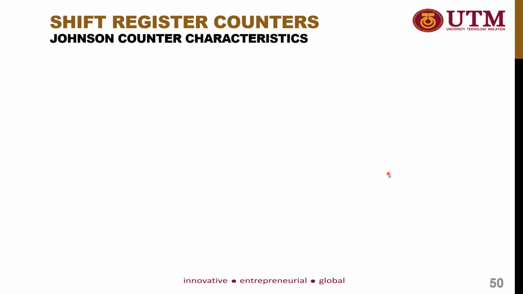Okay, so next is Johnson counter characteristics. For an n-bit flip-flop, the mode is 2 multiplied by n.